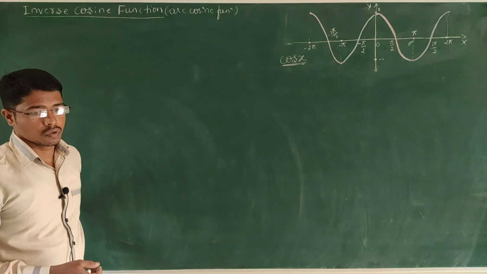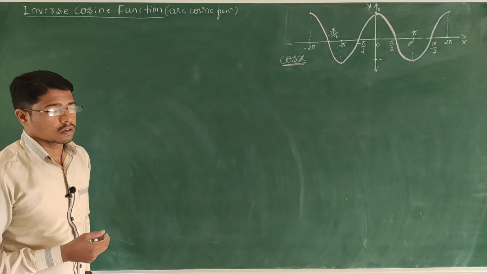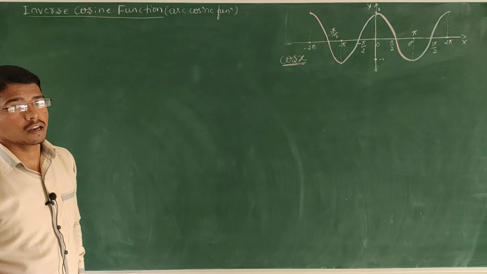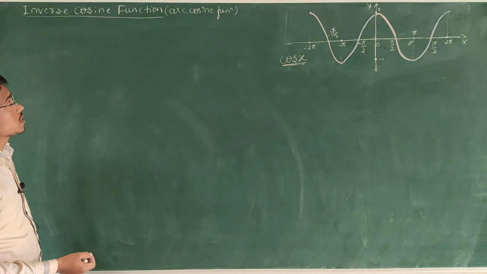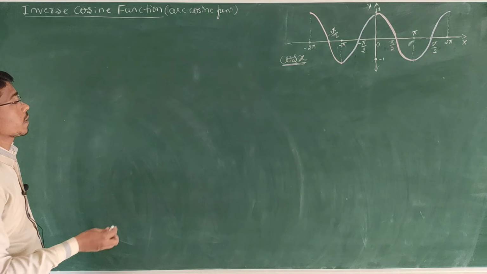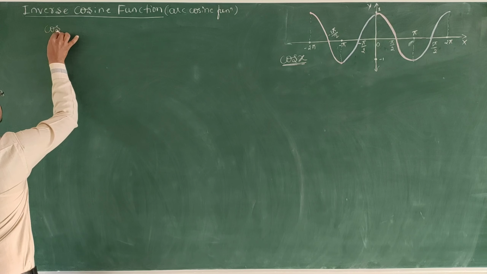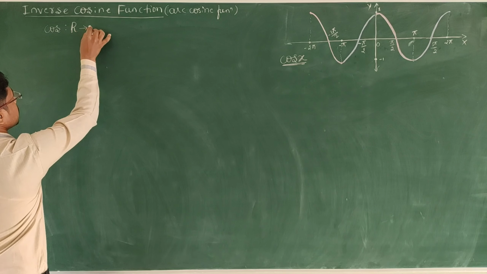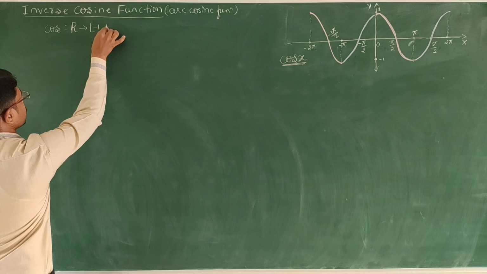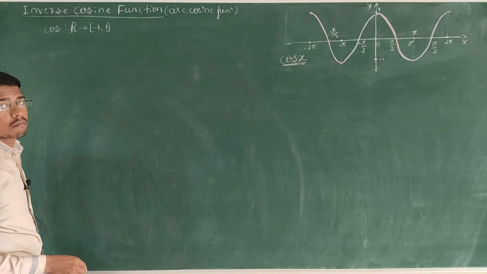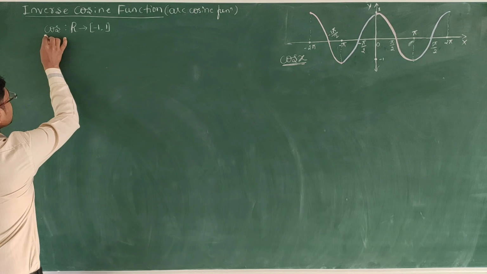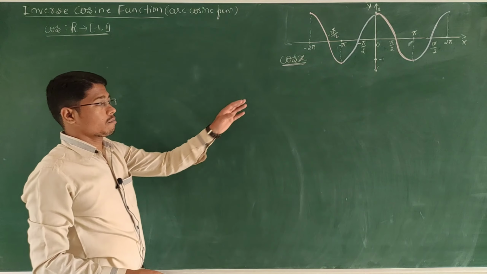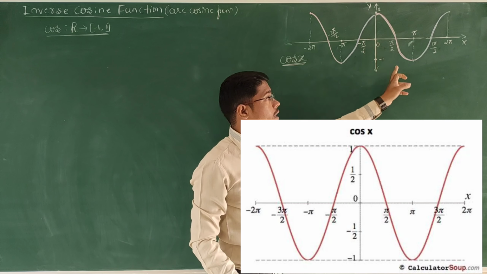The cosine function is a function whose domain is the set of real numbers and range is the closed interval minus 1 comma 1. So cos is a function with domain as the set of real numbers and range as minus 1 comma 1. This cos function is a periodic function. See the graph of the cos function. This is a periodic function.